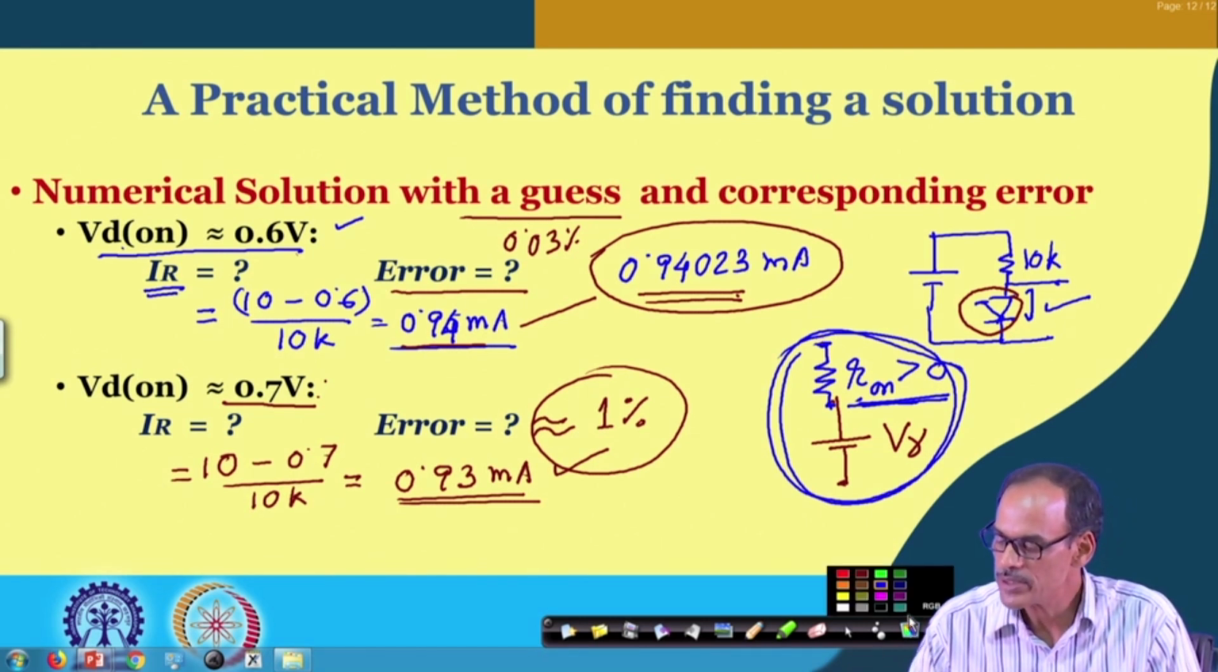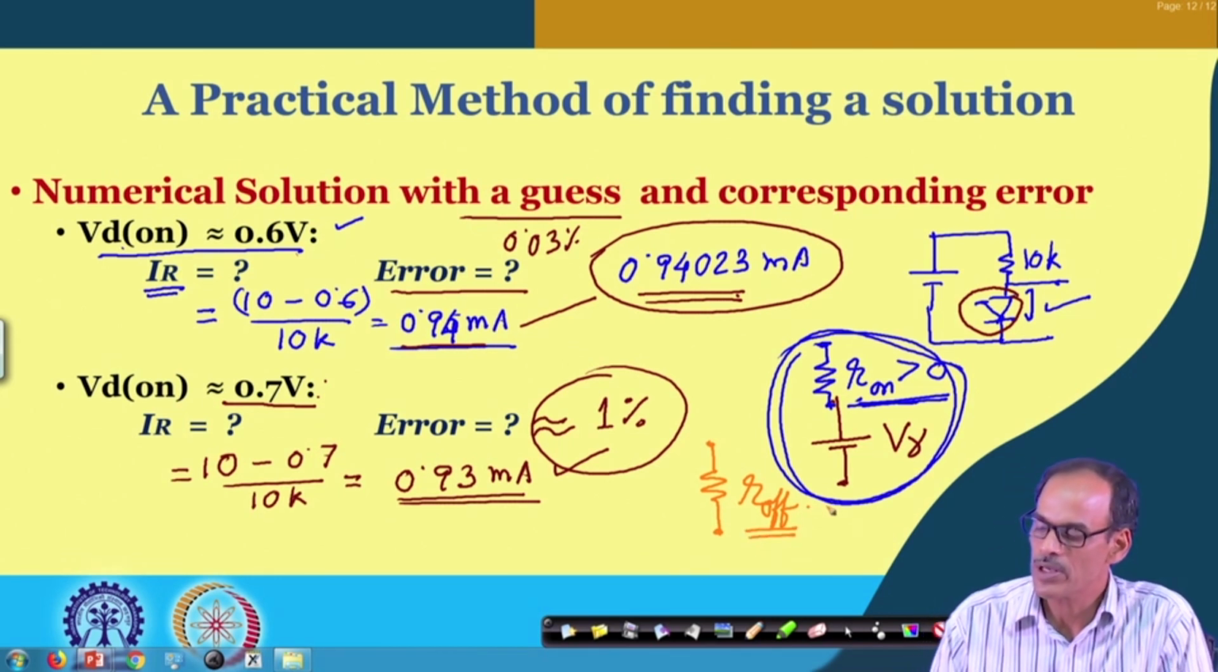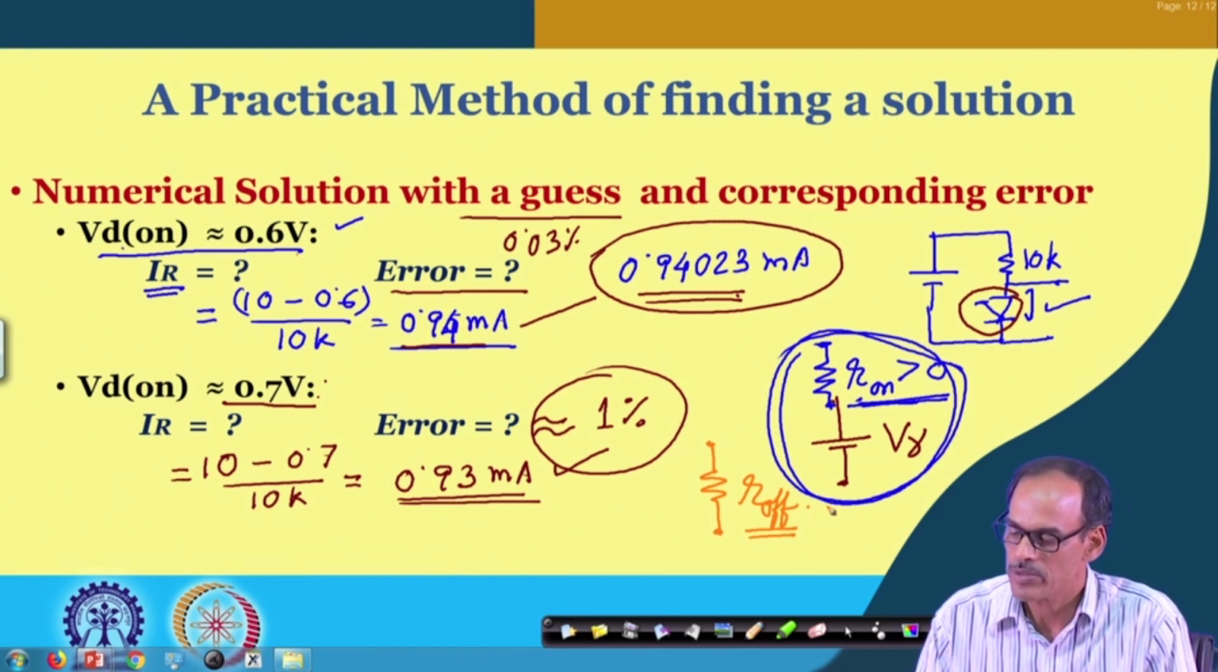On the other hand, if the diode is in off condition, we may use a different model. So, we may say that the resistance of the diode in off condition may be quite high. In that case, the diode may be replaced by a simple resistor, where this off resistance may be quite high, even higher than 10 mega ohms or maybe beyond that.